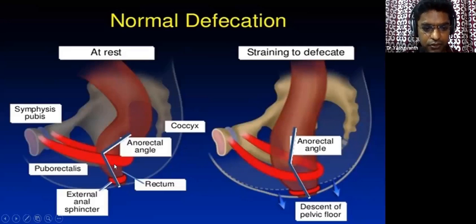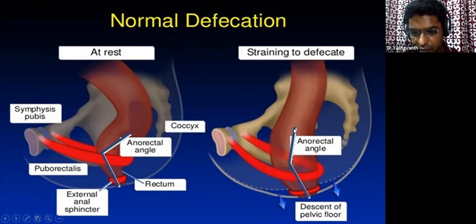See, this is at rest, you have an anorectal angle of 90 degrees, and this is the puborectalis, which is a modified levator muscle which will cause this indentation or angulation. So whenever you strain or whenever you intend to pass stool, the puborectalis will get relaxed and there will be pelvic descent, usually up to around 3 to 4 centimeters. And the anorectal angle will become more obtuse. Remember, more obtuse or straighter, so you can pass the stool easily.